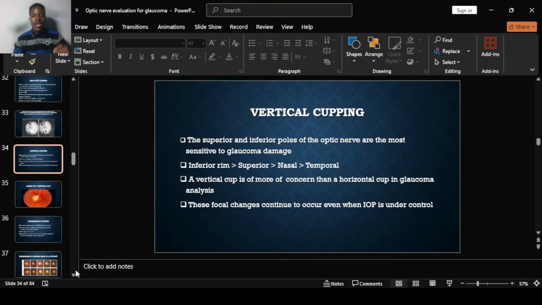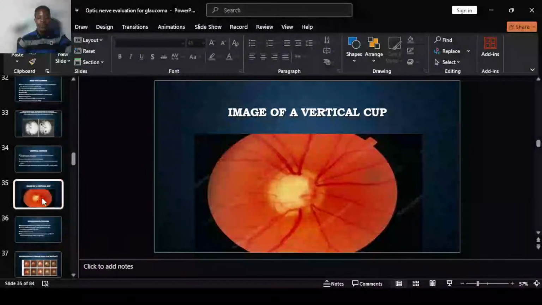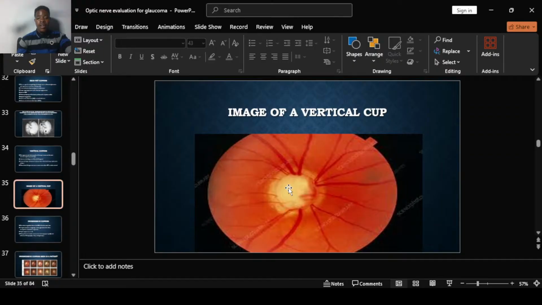This is why we take note of vertical cupping and not horizontal cupping. In fact, when you see horizontal cupping, most times it is not glaucoma. So a vertical cup is more of a concern than a horizontal cup in glaucoma analysis. These focal changes appear and continue to occur even when IOP is under control. This is an image of a vertical cup. You can see the loss in the inferior and superior, unlike the temporal and the nasal part. So this is what a vertical cup looks like.